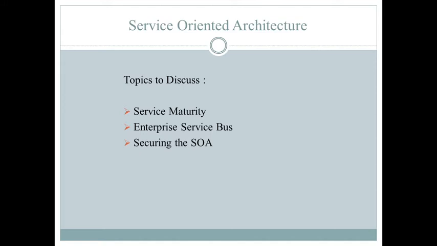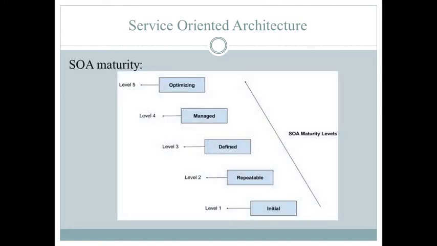First, about service maturity. In the previous session we discussed the diagram of the levels that SOA maturity has. Totally 5 levels of SOA are available. Level 1 is initial, level 2 is repeatable, level 3 is defined, level 4 is managed, and level 5 is optimizing. Based upon these levels you can say how far the service oriented architecture has matured.